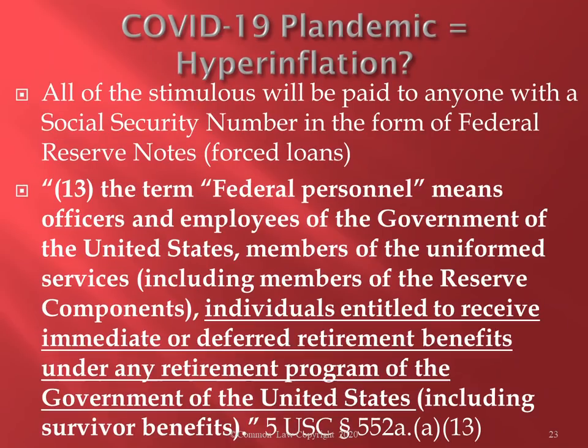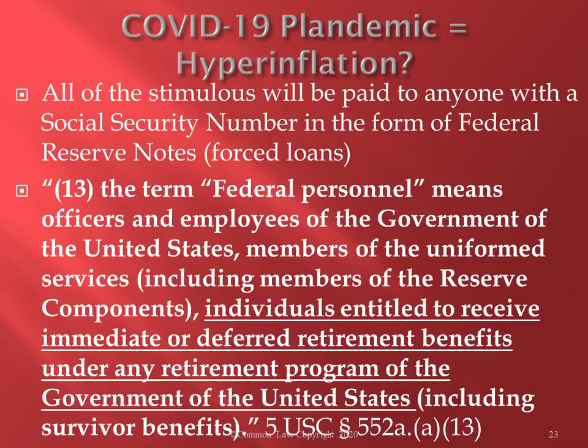So all of the stimulus will be paid to anyone with a Social Security number because it's handled through the IRS, and it's paid to anyone with a Social Security number in the form of Federal Reserve notes, forced loans. Gee, that sounds like federal personnel. So the federal personnel are the only ones that get the stimulus.